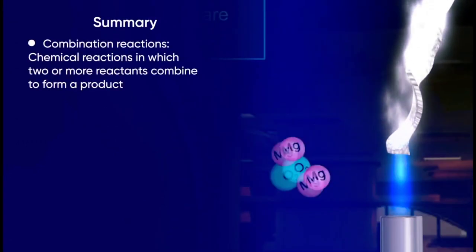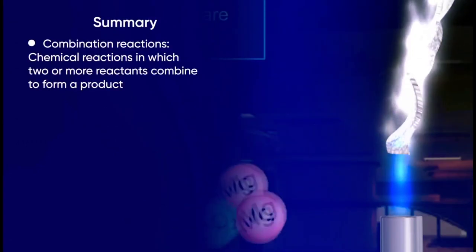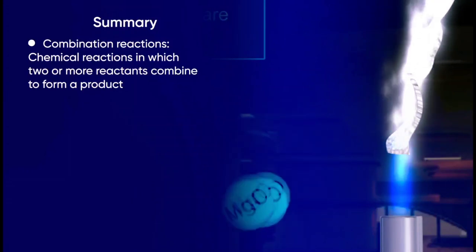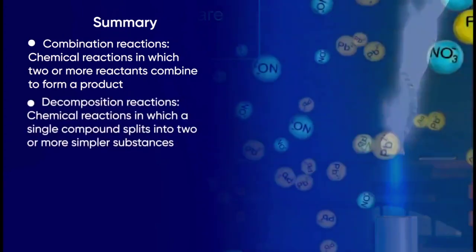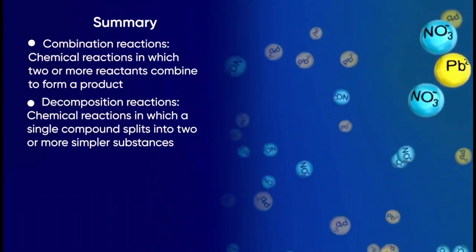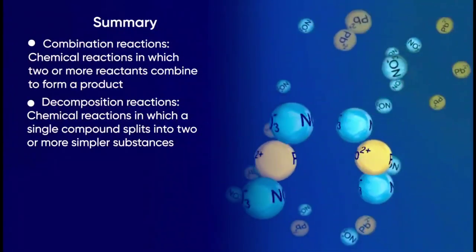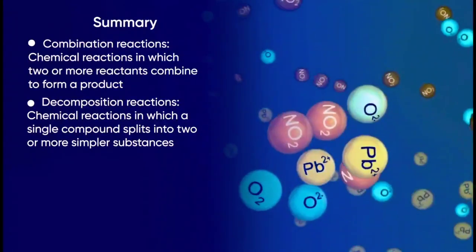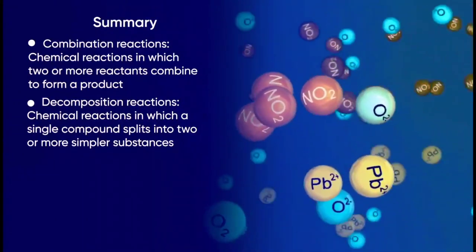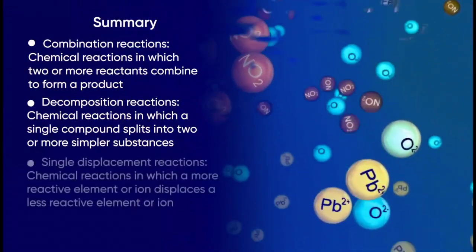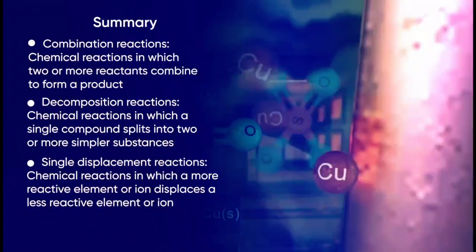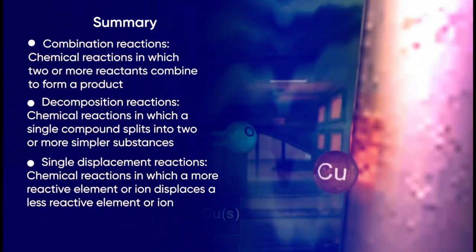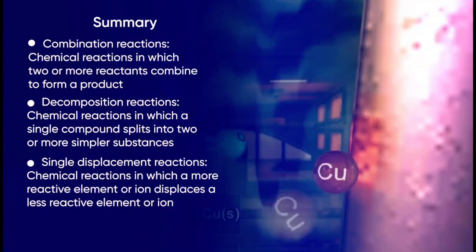To summarize, we have learned that chemical reactions in which 2 or more reactants combine into one product are called combination reactions. Chemical reactions in which a single compound splits into 2 or more simpler substances under suitable conditions are called decomposition reactions. Chemical reactions in which a more reactive element or ion displaces a less reactive one are called single displacement reactions.